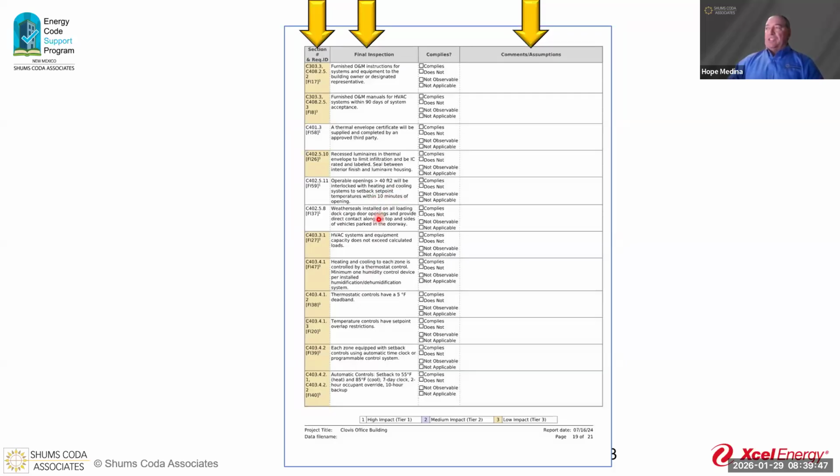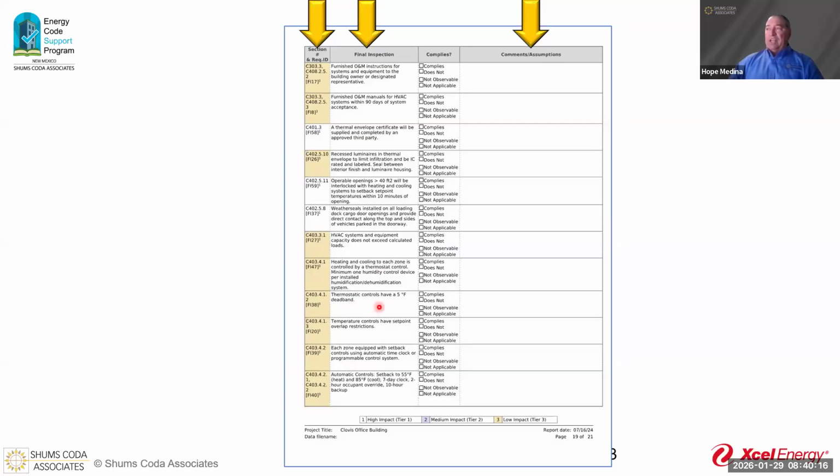Do we have the weather seals installed on the loading docks? The HVAC system's equipment capacity does not exceed the calculated loads. Again, these are all great things for our final inspection to make sure of. And these are things that we're double checking on the commissioning. This should be written down in the commissioning as well, but we want to make sure that it's functioning the way it says it was and the way it's supposed to be per the plans and per the certificate of compliance here.